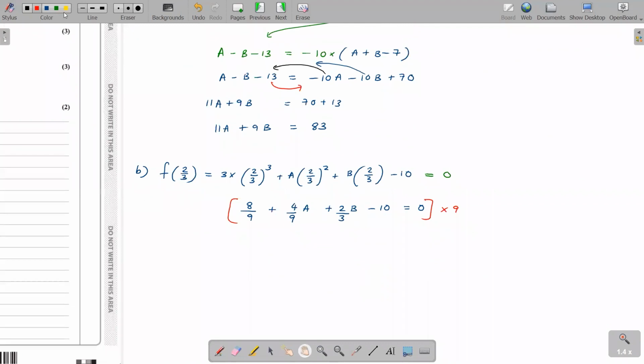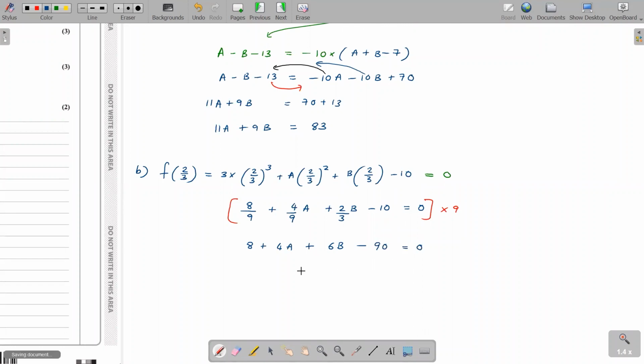Okay, so then let's multiply. I get here 8 plus 4a. 2b over 3 into 9 is the 3 and 3, we get here 2 times 3, right? Which is 6b. Minus 10 into 9 is 90 equals 0.